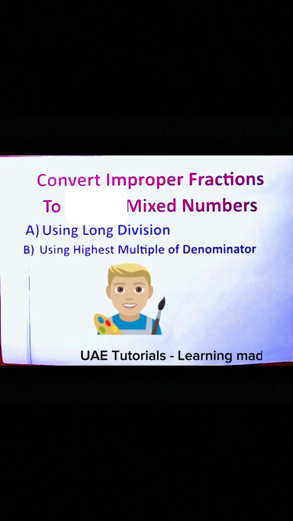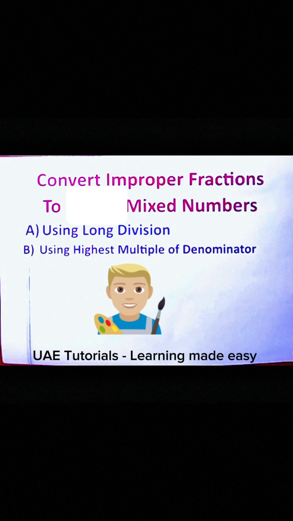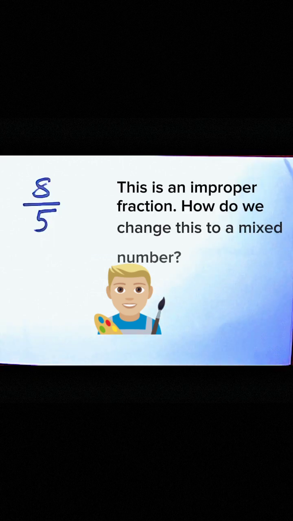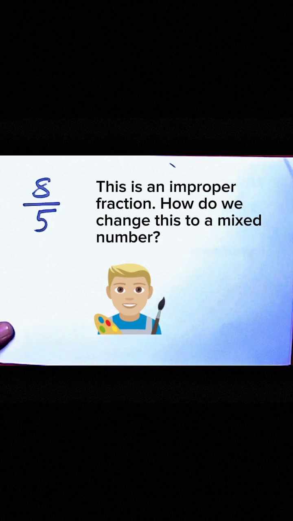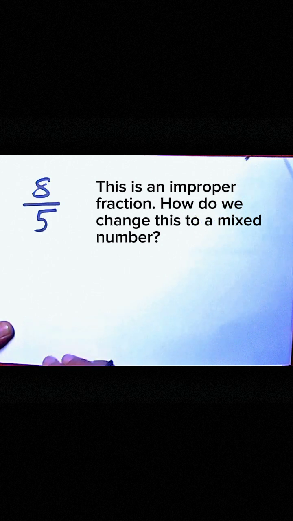Please permit me to bring you a very simple topic in mathematics, and that is converting improper fractions to mixed numbers. As you can see on your screen, we're going to use two methods to try and do that. We'll try and simplify the topic as much as possible, just using two examples to explain what this topic is all about. So as you can see on the screen, 8 over 5 is definitely an improper fraction. We want to convert this improper fraction to a mixed number.